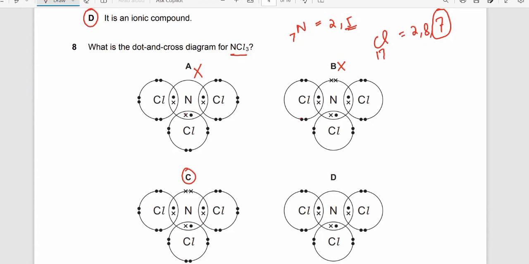Here, same as here, the number of electrons in the outermost shell of the chlorine is 7, but here it is 5. In the same way, the number of electrons in the outermost shell of the nitrogen is 5, but here it is 3. So that's why it is not correct. So option C is correct.